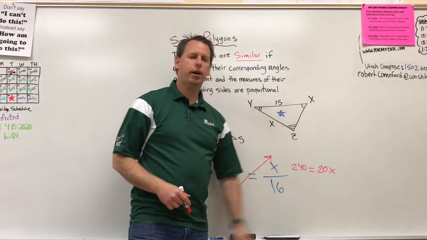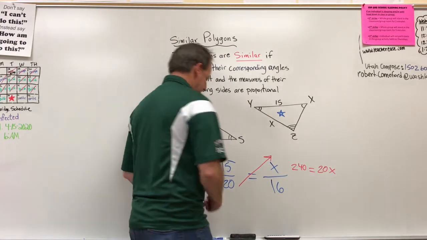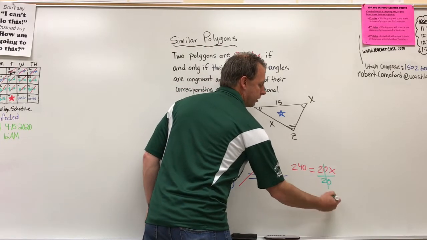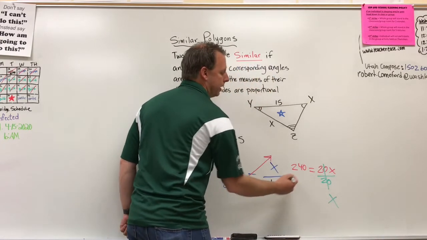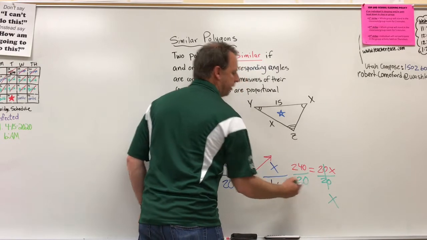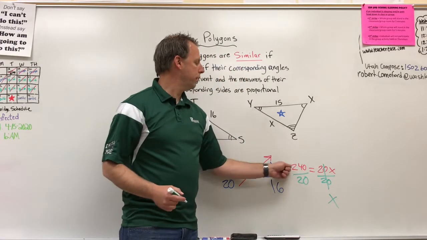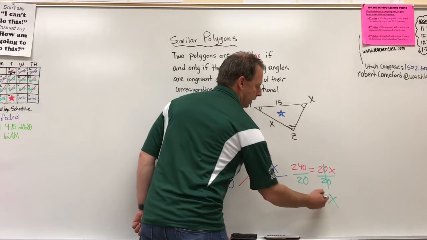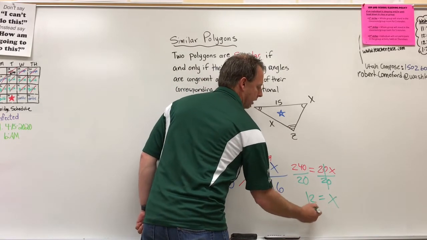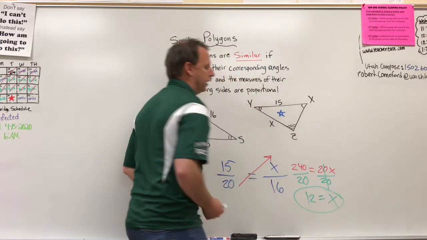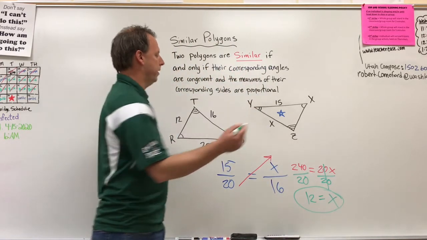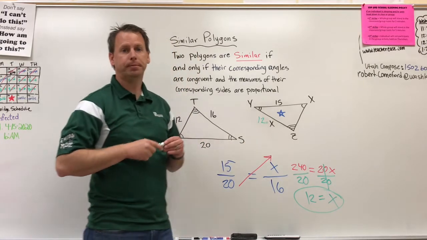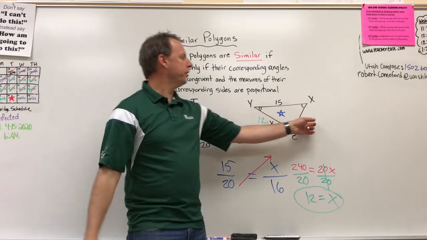Number next to a letter means times. Opposite of times is divide. Divide by 20 here just leaves x. Sweet. If you do it to one side, got to do it to the other. 2 goes into 24 12 times, so 20 is going to go into 240 12 times. X equals 12. This side equals 12. Right?